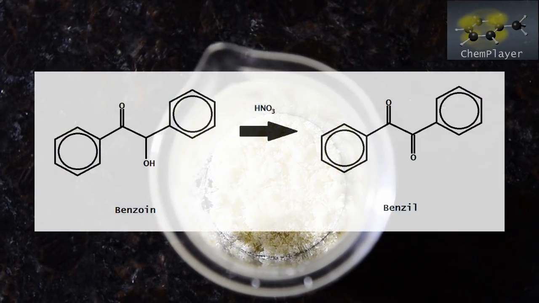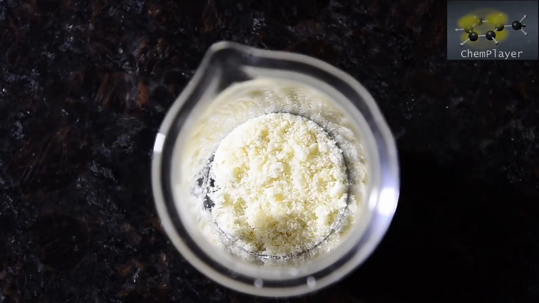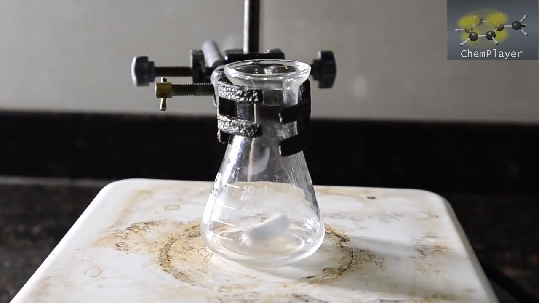This reaction oxidizes the alcohol to the corresponding ketone, and uses nitric acid as the oxidizing agent. Our setup is a small conical flask with a magnetic stirrer bar, sitting on a hot plate. We'll need to use heating in this reaction, and stirring is also important.